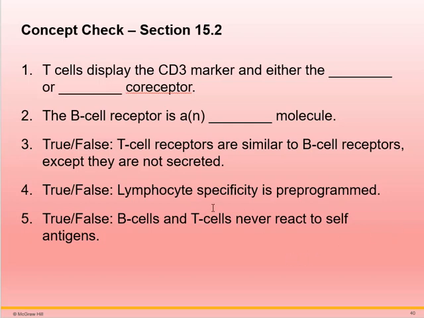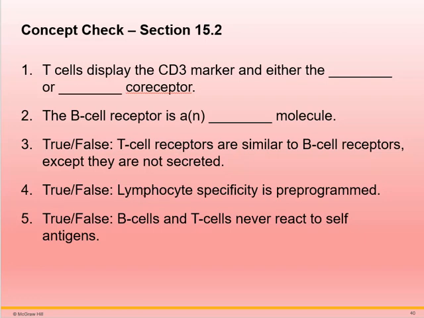All right, so concept check 2. The T cells display the CD3 marker in either a blank or blank co-receptor. When we were talking about co-receptors, that's the CD4 or the CD8 co-receptor, depending on the cell type. The B cell receptor is a blank molecule. I think we mentioned it as a glycoprotein. And true or false, the T cell receptors are similar to B cell receptors, except they're not secreted. That is true. They are not secreted, and they are made in a similar way. They have a variable and a constant region.